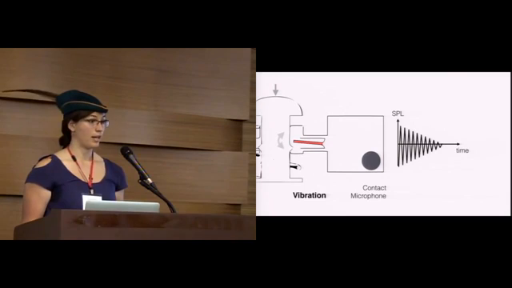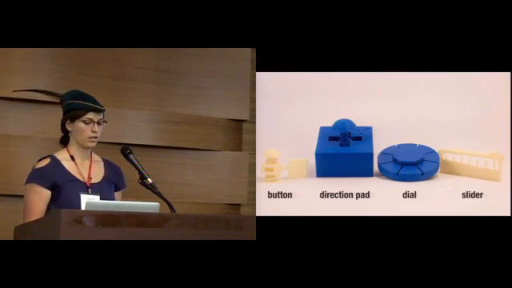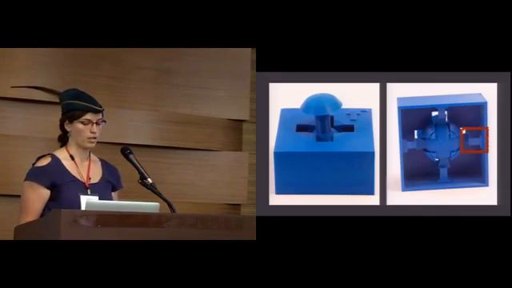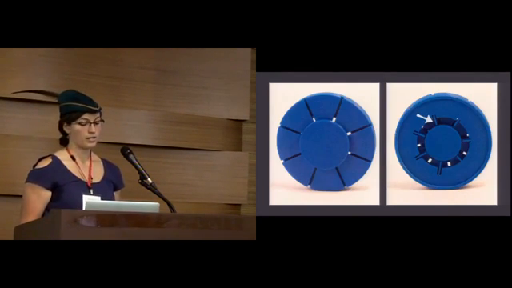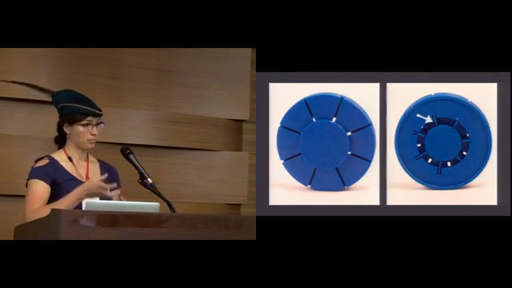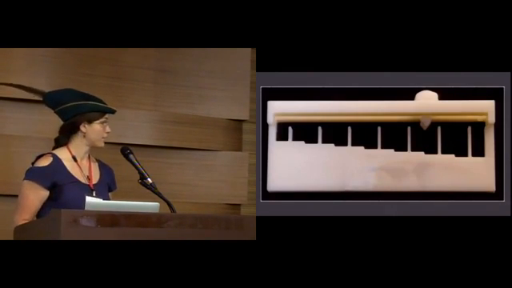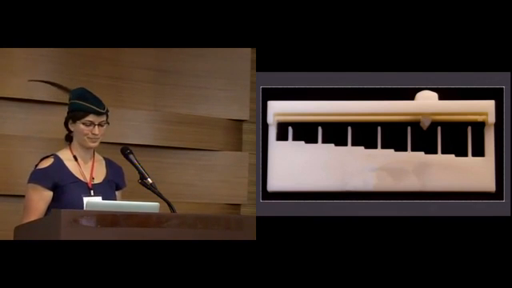Smaller tines vibrate at higher frequencies and longer tines vibrate at lower frequencies. We integrated tines into 4 different kinds of traditional input components: buttons, as I showed, direction pads, dials, and sliders. Direction pads have 4 tines, which are struck when the user moves the stick up, down, left, or right. Dials have a small striker on the shaft that's pulled past tines that are arranged radially. And sliders, of course, have a striker that's pulled past tines arranged linearly.